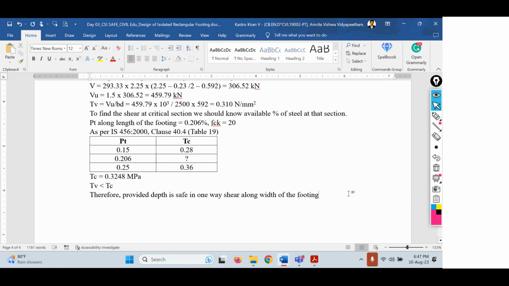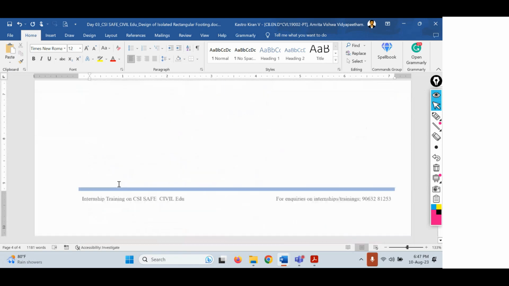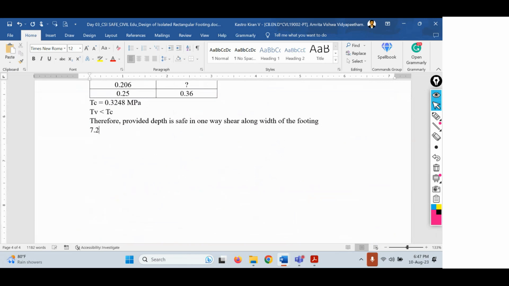Now let us do the calculation for two-way shear. Let me call it 7.2. Check for two-way shear. Here, in order to calculate the two-way shear force, again we have to consider the critical section. Usually in two-way shear, the critical section will be at a distance d by 2.